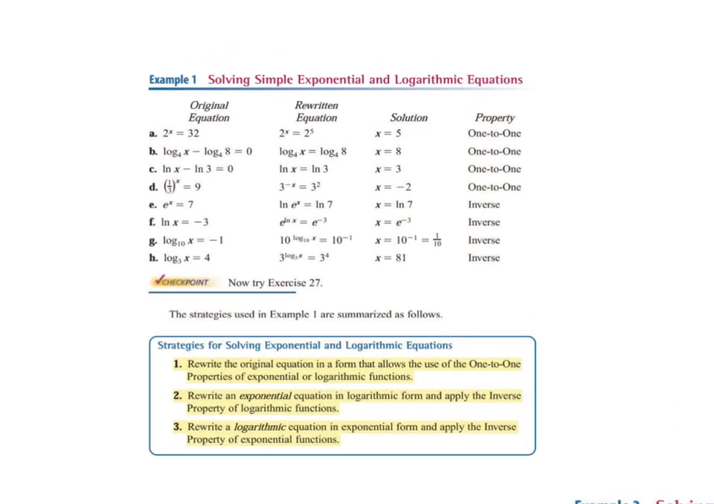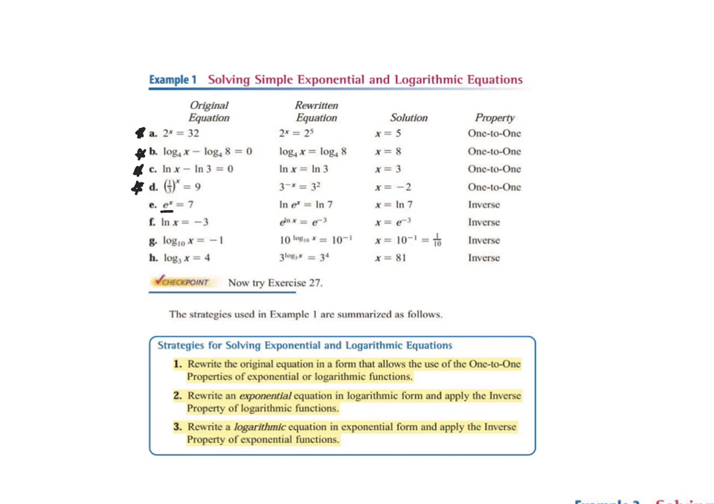Okay, so next we can take a look at this box here. Example 1, solving simple exponential and logarithmic equations. We have examples, so the first 4 are examples of our one-to-one properties. These we all went through in the last section, A, B, C, and D. The next 4 are just examples of our inverse property.